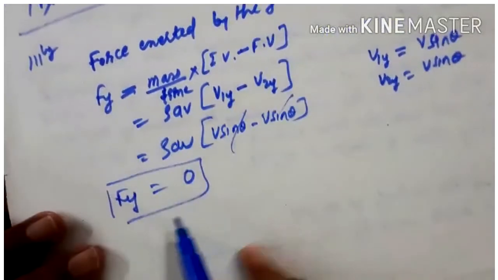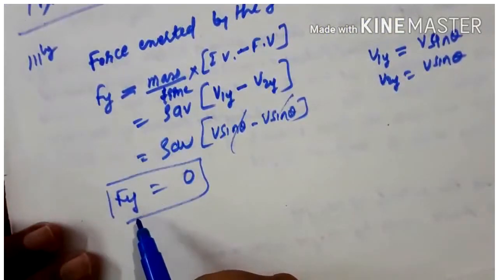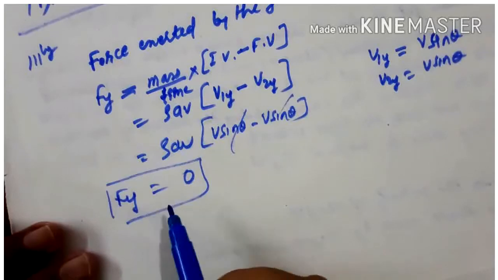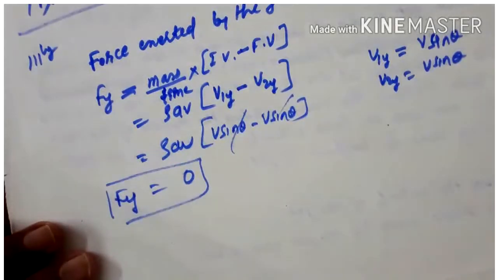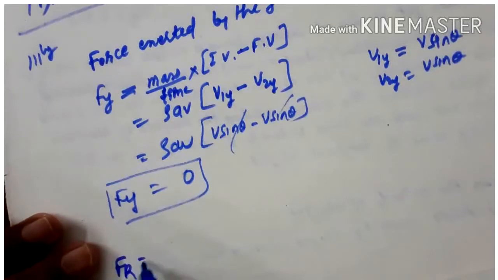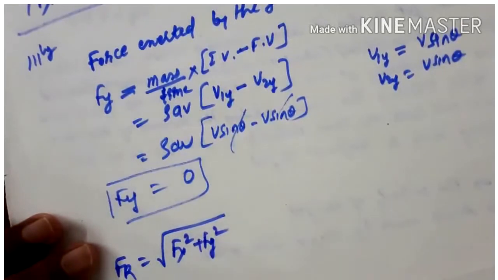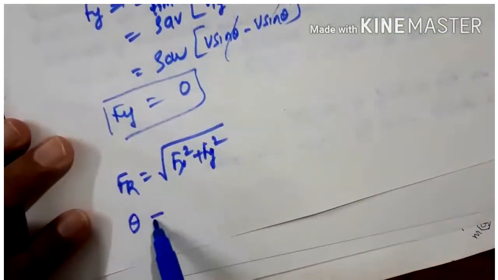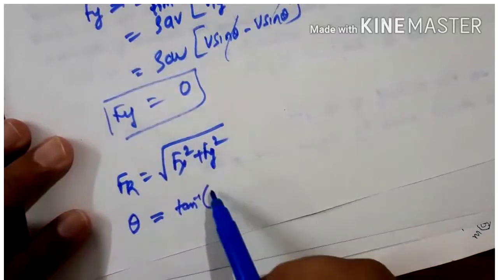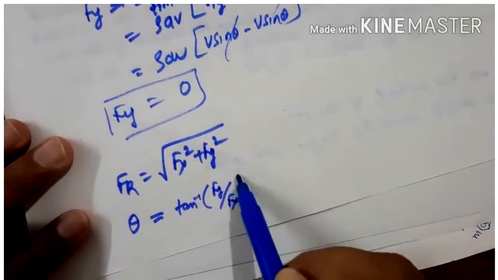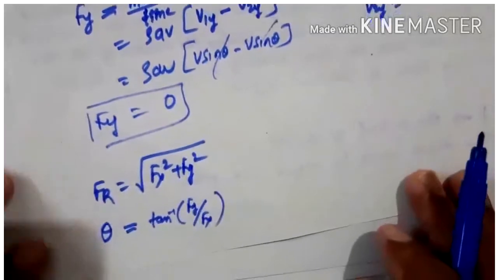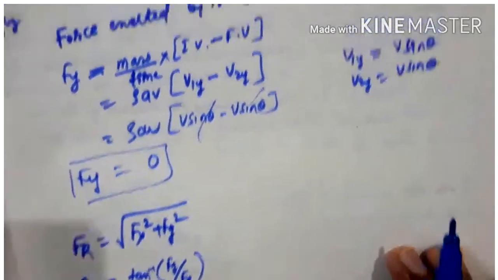So there is no force exerted by the jet on the vane in the y direction. Only the force in the x direction is acting. Finally the resultant can be written as the root of Fx square plus Fy square. And the direction of the resultant is tan inverse of Fy by Fx. Okay, so this is the answer. I hope you understood this derivation.